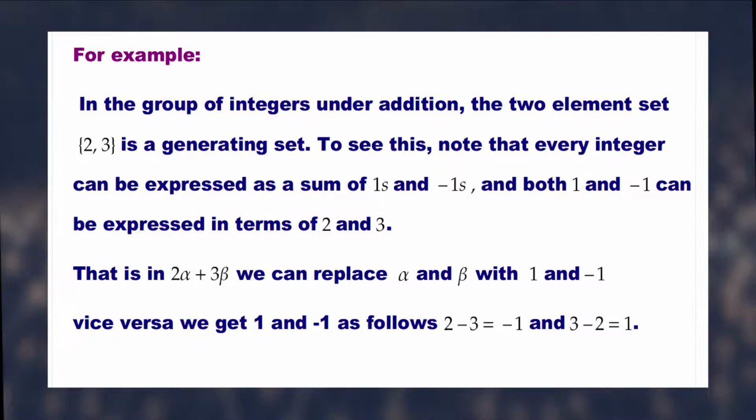That is, in 2α + 3β, we can replace α and β with 1 and -1. Vice versa, we get 1 and -1 like this: 2 - 3 is equal to -1 and 3 - 2 is equal to 1. Let us find out the form of the smallest subgroup containing S in the next theorem.